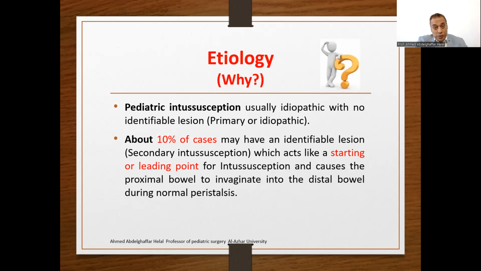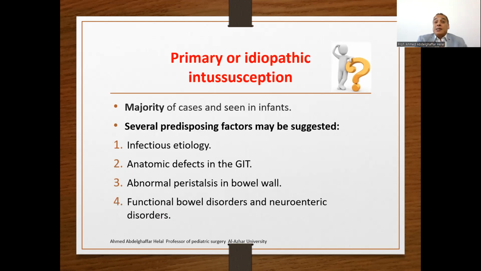So we have two types: the primary intussusception, the common idiopathic type with no identifiable lesion, and the secondary intussusception. In about 10%, we may have a starting or leading point in the intestine, which will act as the start point for intussusception to occur and for the invagination to happen. So we will start with the primary or idiopathic intussusception. This is the majority of the cases and is usually seen in infants.